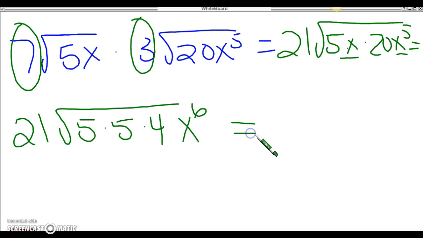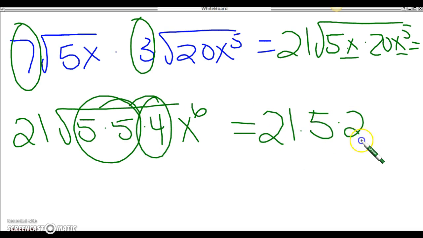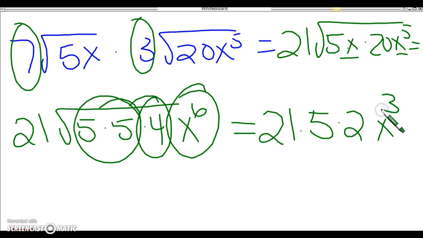So once again, when I have 2 of something, 1 comes out, so that's 21 times 5. Square root of 4 is 2. Square root of x to the 6 is x to the third. There's nothing left under my radical, so I don't need it anymore. And so this turns into 210 x to the third.